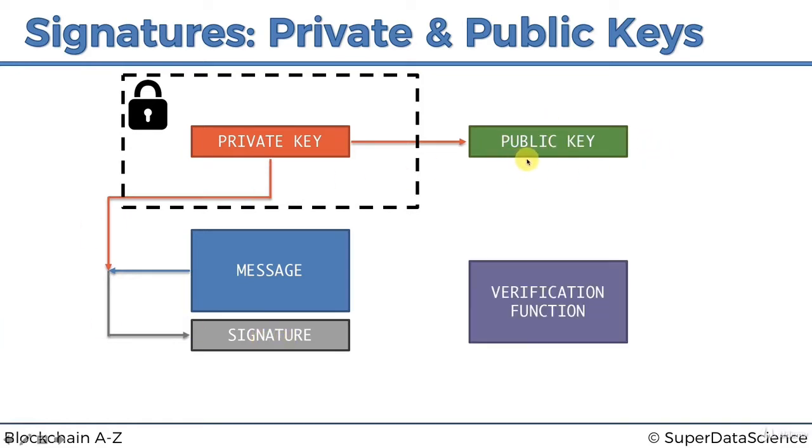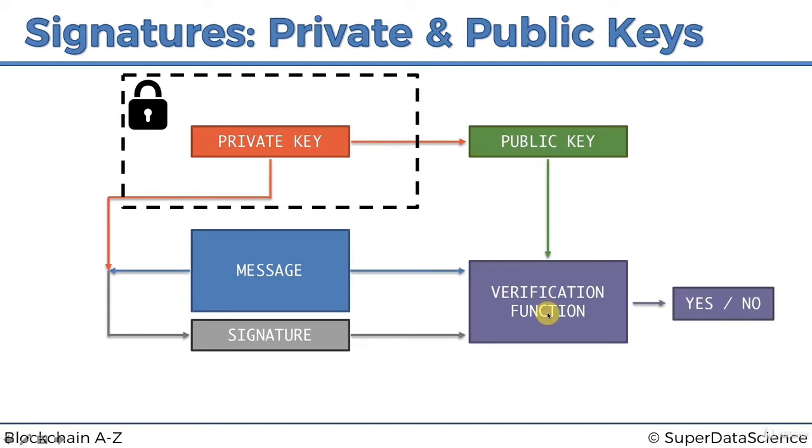In blockchains, there is a verification function in the algorithm where anybody who has the message, the signature, and your public key, which you've made public, it's not something you have to keep secret, only the private key you keep secret. Well, if they have all three components, they can put them into the verification function, and it will spit out a yes or no.